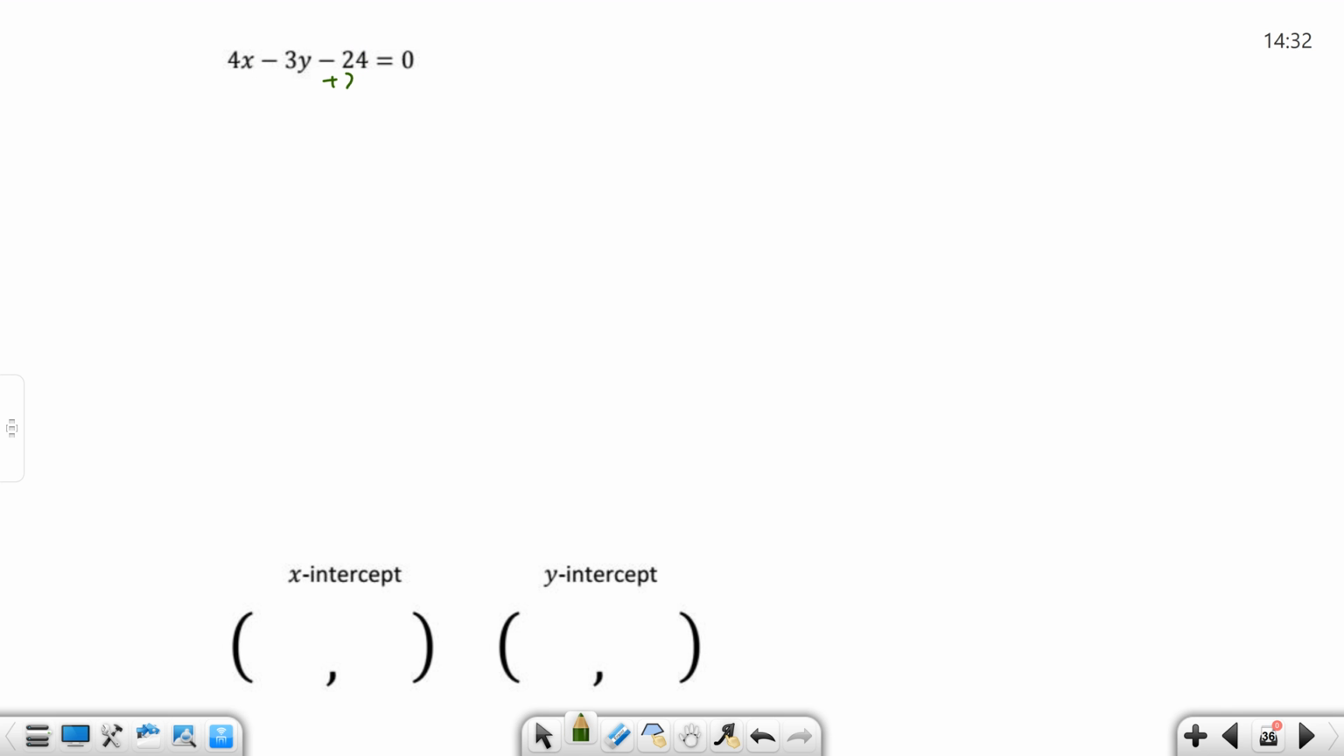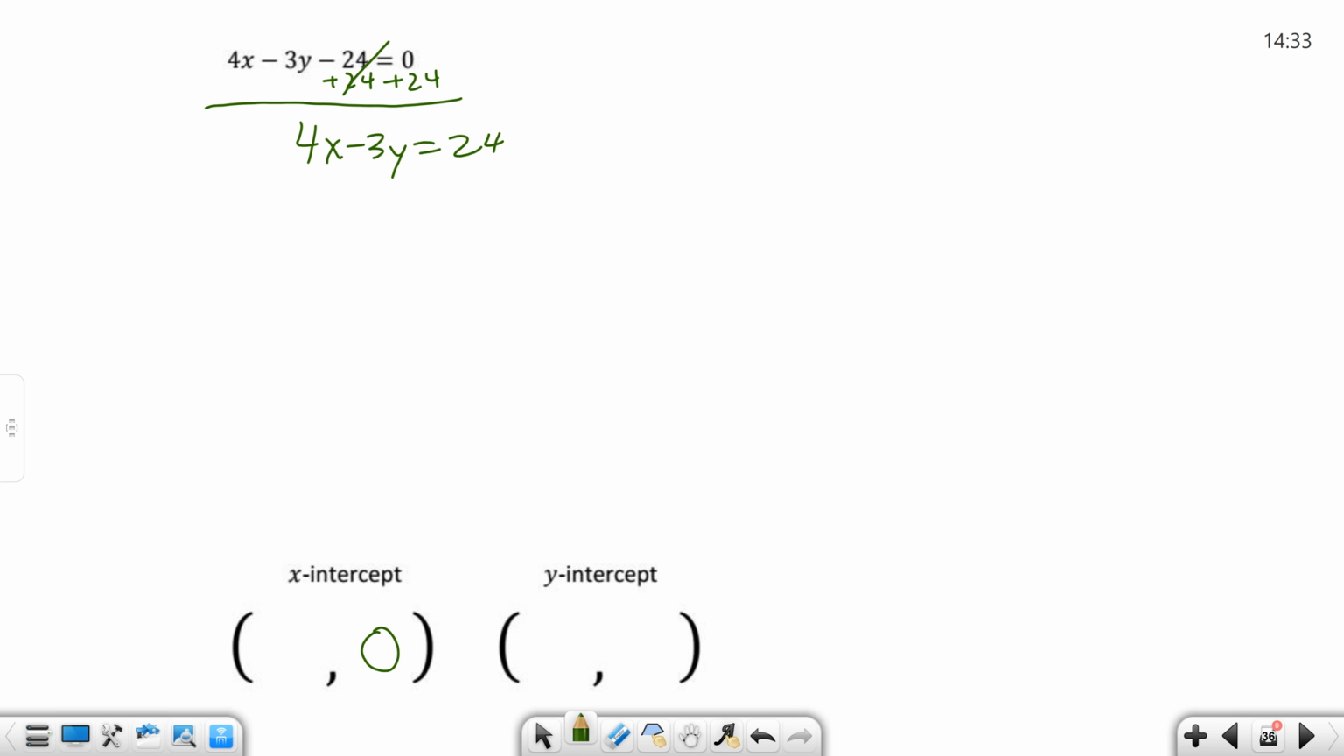So how do I do that? I'm going to add 24 to both sides. So this is going to require a little step here: 4x minus 3y equals 24. You don't have to do that. I just think it's a little simpler to go ahead and move that over. That way when I plug the 0 in, I'm literally just dividing a number and I'm done, as opposed to having to move something over, then divide or whatever. So 4x minus 3y equals 24.